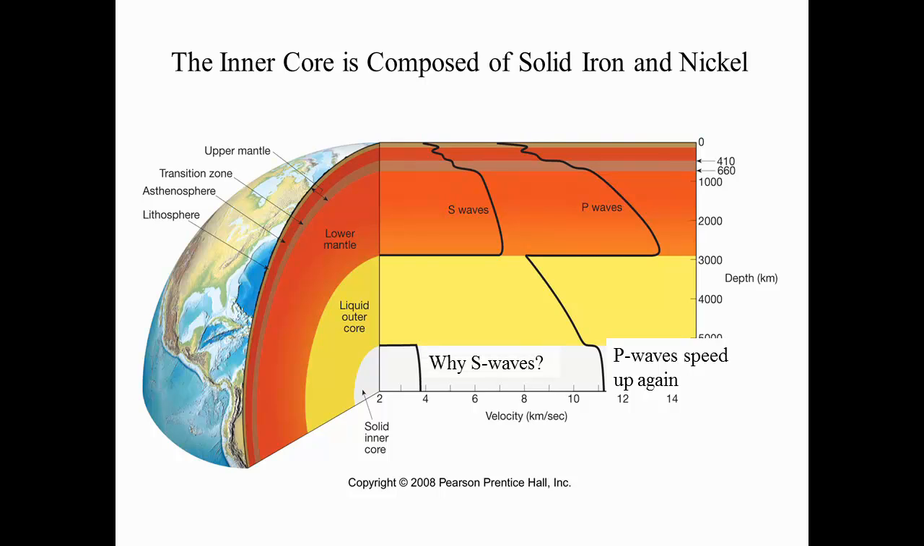How can we get S waves within the solid iron inner core if they don't pass through the liquid iron outer core? This is a very good question.